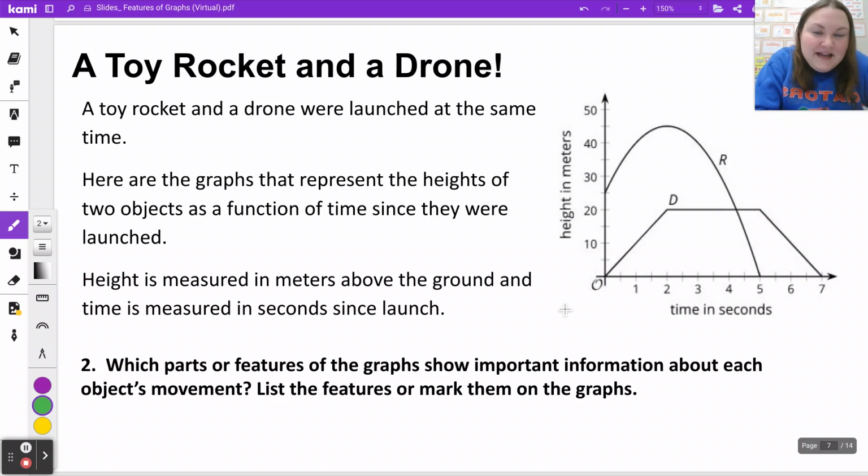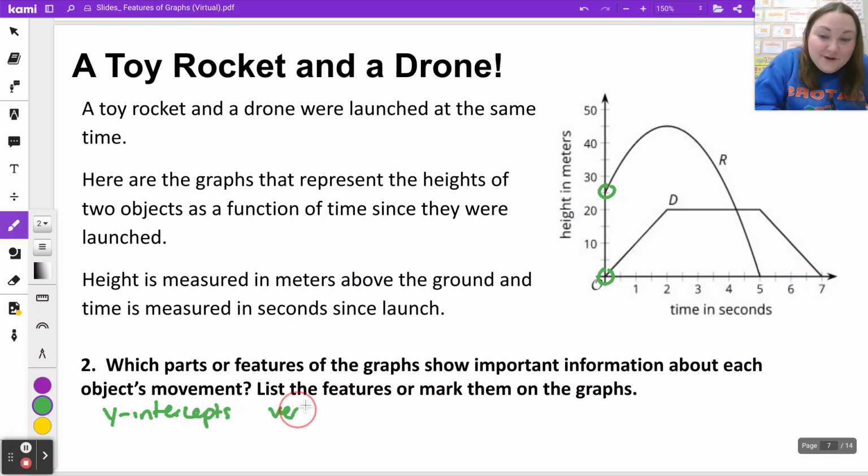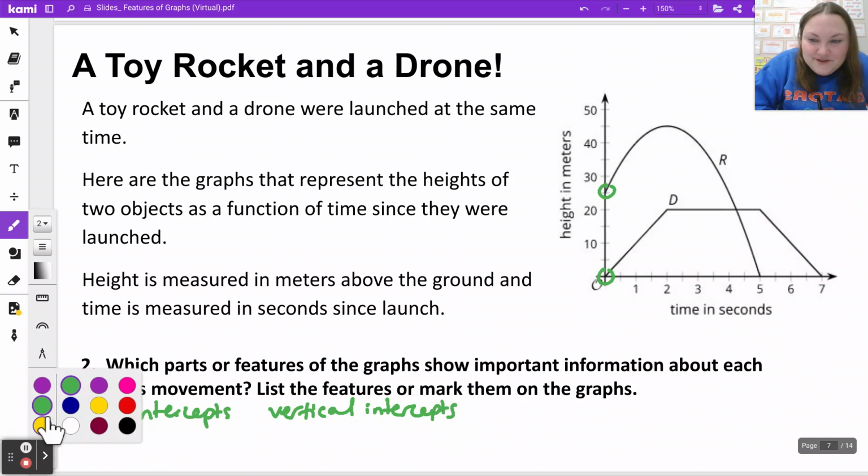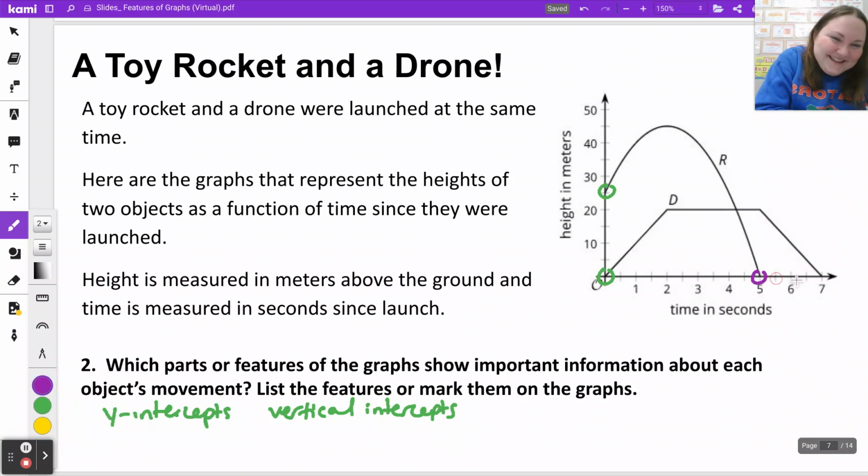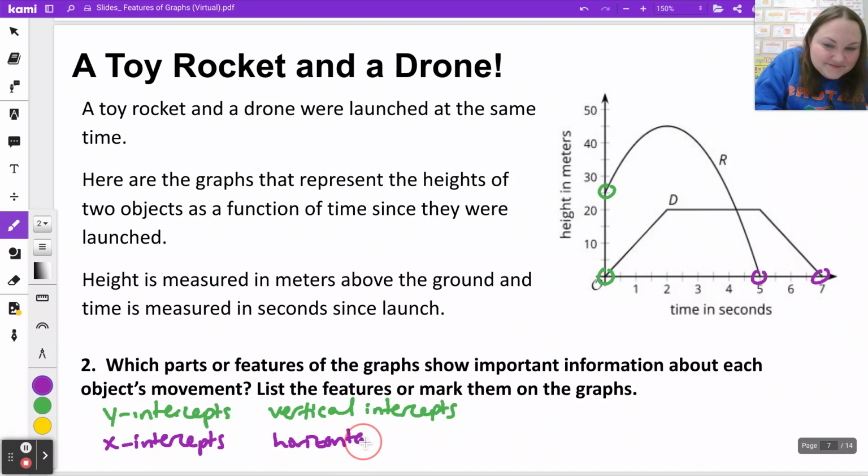In the past, and especially if you're coming from pre-algebra and algebra 1A, we're really used to talking about these points right here, our y-intercepts, or you might also hear them called vertical intercepts. Those are always important features to look at. Along with those, these right here, your x-intercepts or your horizontal intercepts are also always good ones to make sure you're focused on and describing in these descriptions.